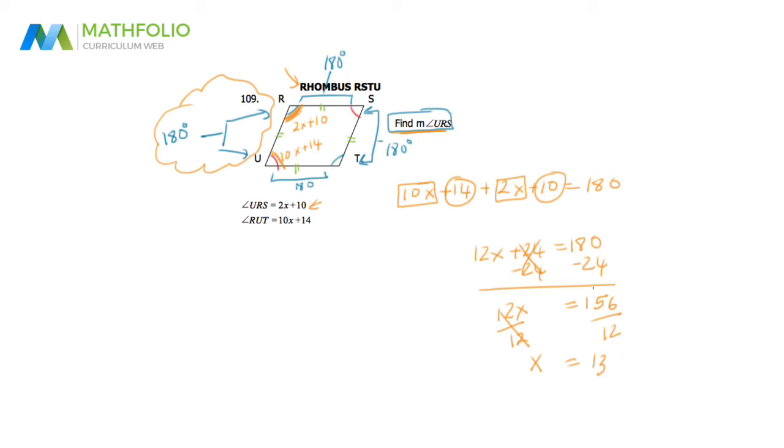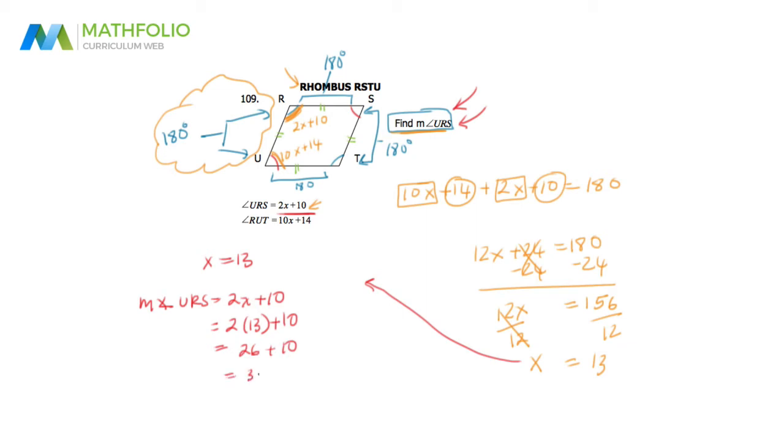Now we can't stop at this point and just think we're done. It would be very easy to make a big mistake right now. That's not our answer. Although we have x equals 13, we were told to find the measurement of angle URS. Now URS is right here. It's 2x plus 10. So if we know x is 13, we substitute it, 2 times 13 plus 10. Well, 2 times 13 is 26 plus 10 gives us an answer of 36 degrees. So the measure of angle URS is 36 degrees.